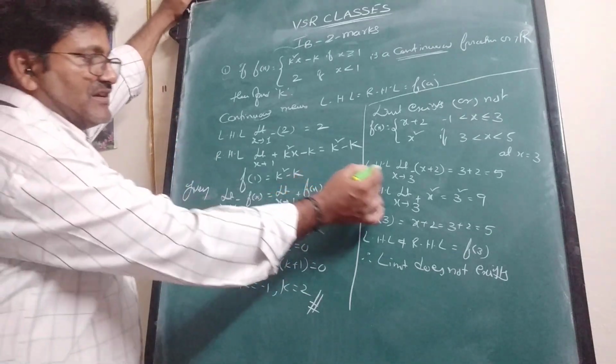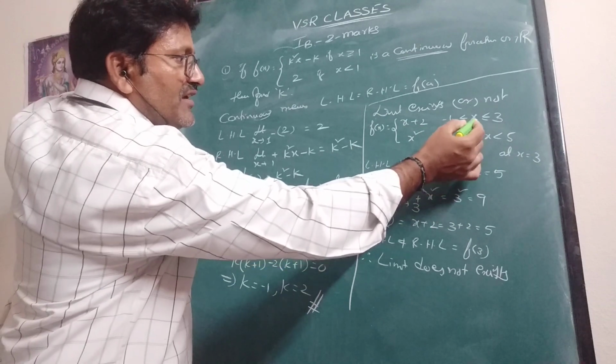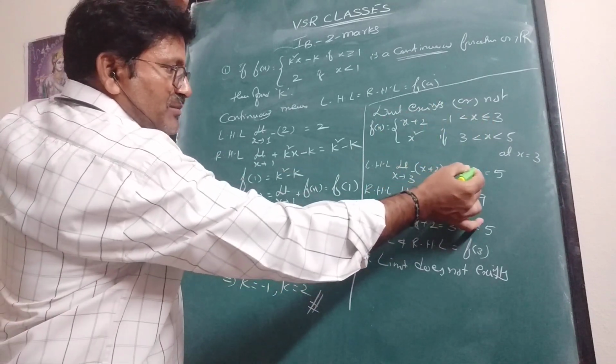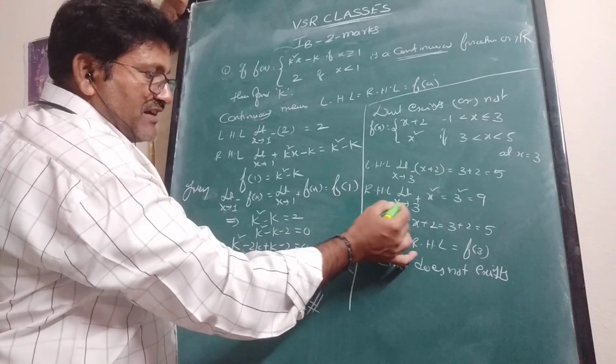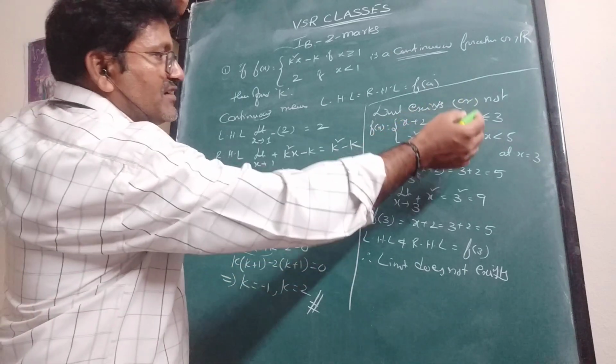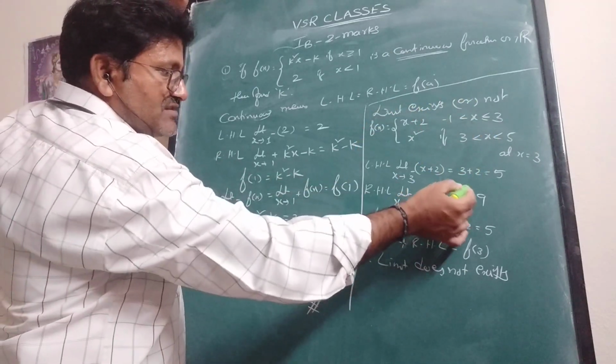Now the left hand limit. The limit extends to 3 minus. 3 minus means less than 3. Where x is less than 3, here it is x plus 2. So 3 plus 2 is 5. RHL, the limit extends to 3 plus. 3 plus means more than 3. More than 3 it takes here x squared. It indicates the function x squared. 3 squared, that is 9.